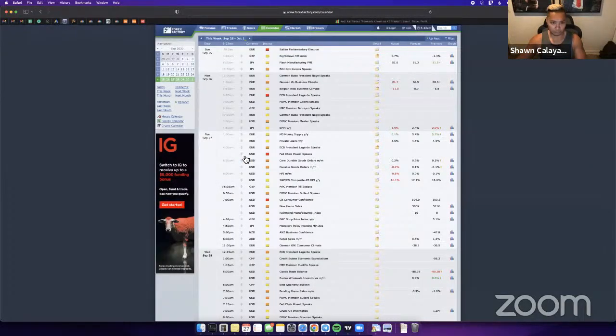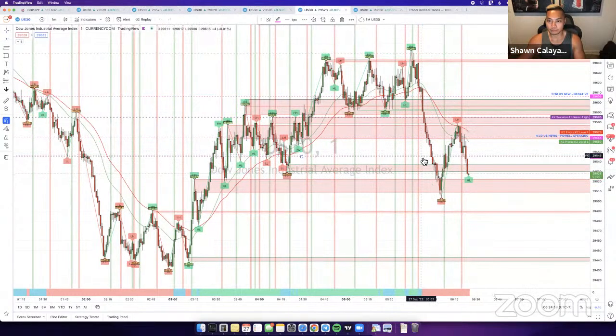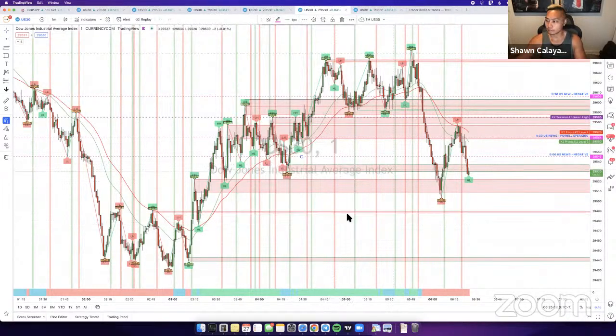We have one more news here that happened at 6 o'clock: HPI, S&P CS Composite 20, both negative. As I mentioned, I'm expecting everything here to be negative. This is all inflation and recession news, so we'll see how this affects the market. 6 o'clock US news, negative. All right, I've got news price all marked up here.